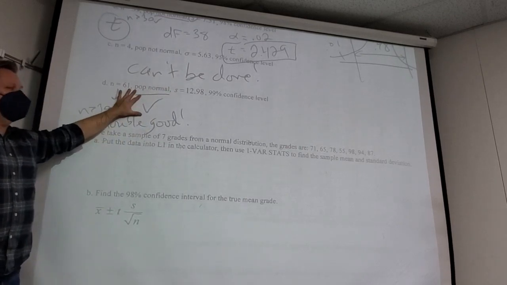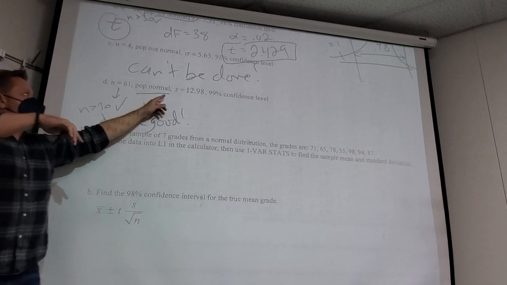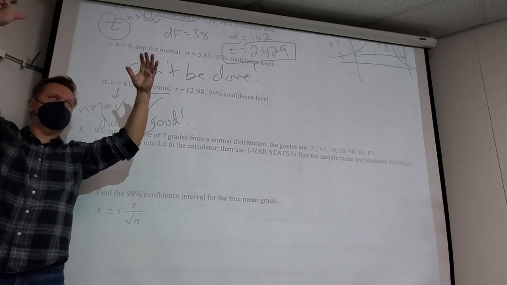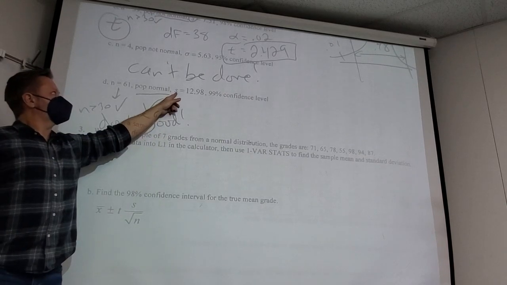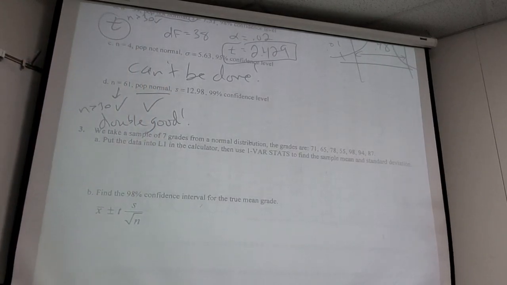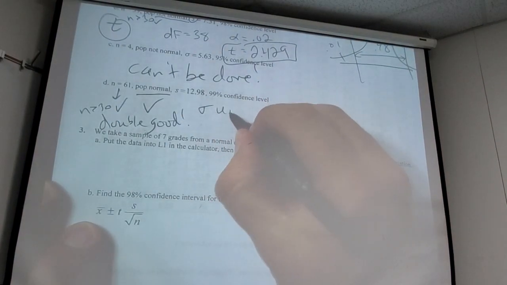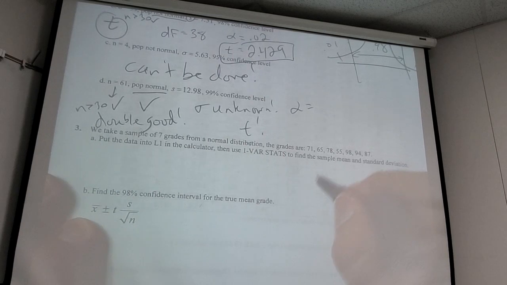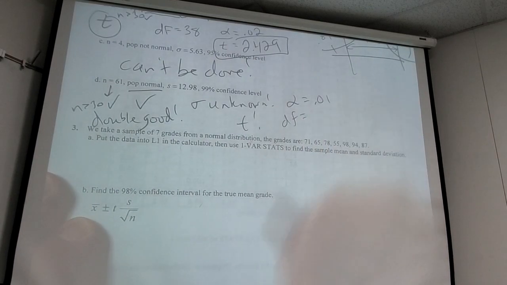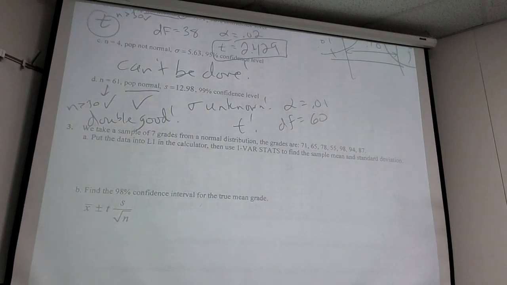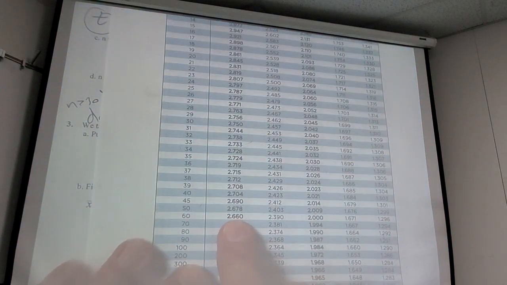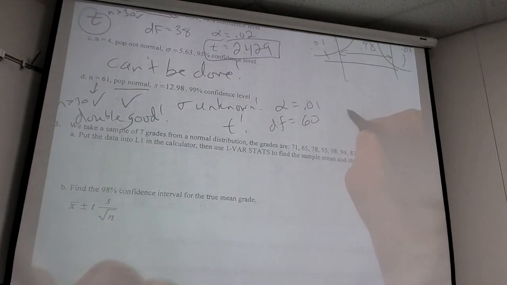If the population is normal, either they say it or N is big enough, I then look at which standard deviation I know. If I only know S, T-scores. If I also know sigma, or only know sigma, Z-scores. In this case, I have to use T because I don't know sigma. Sigma unknown, T. So what's alpha in this problem? 0.01, 99% confidence. What's the degrees of freedom? 60. If I go to 0.01 and stop at 60, I get 2.660. Earlier we got 1.660.